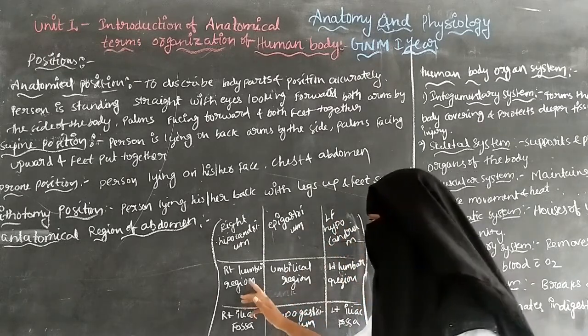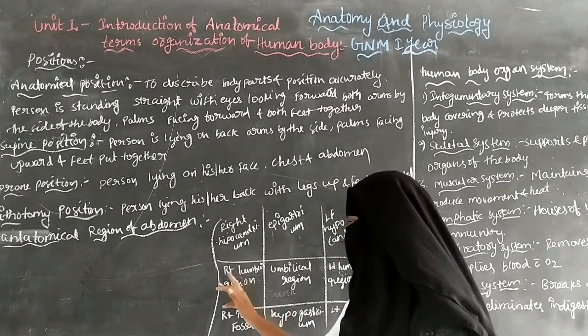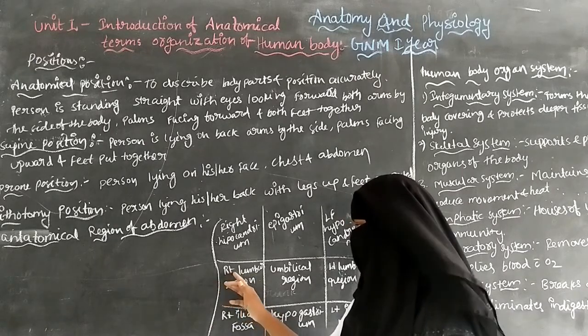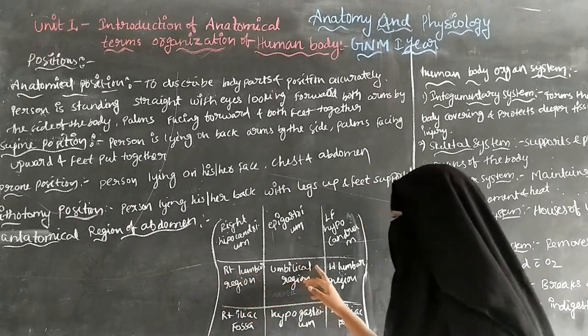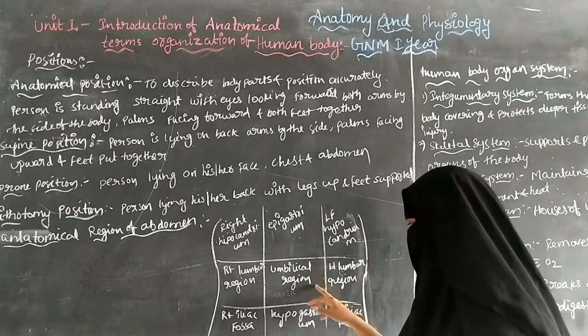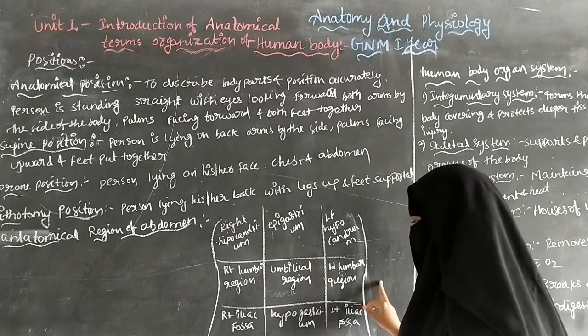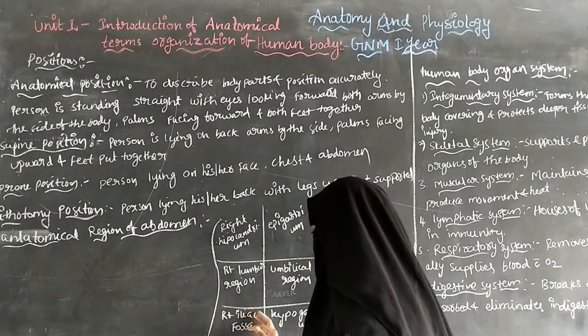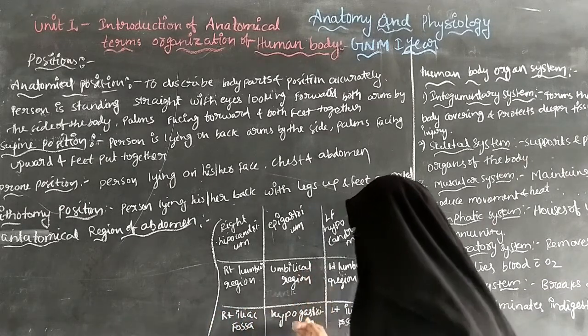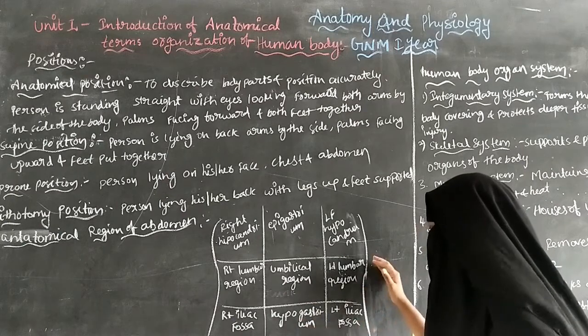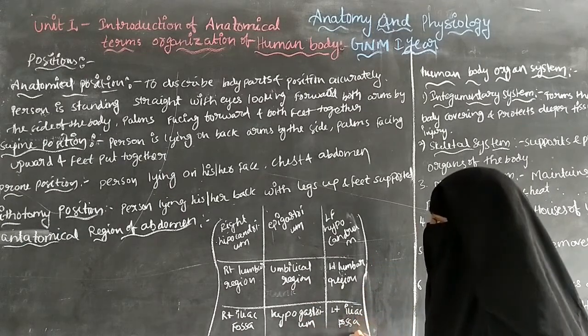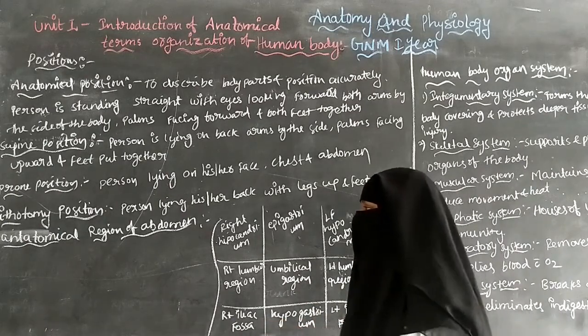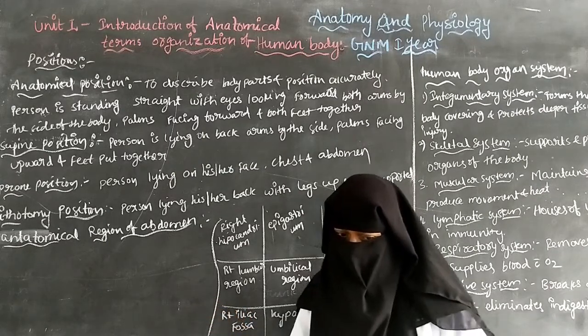And the next one is the middle abdomen. There is the right lumbar region on the right side, the middle one is the umbilical region, and the left lumbar region on the left side. And in the lower part of the abdomen there is the right iliac fossa, the middle one the hypogastrium, and the left part is the left iliac fossa. So these are the anatomical regions of the abdomen.